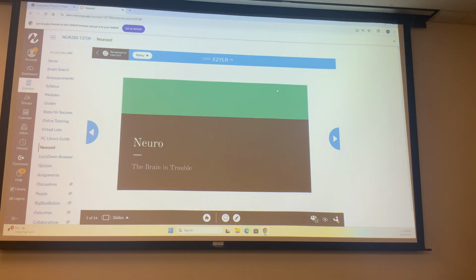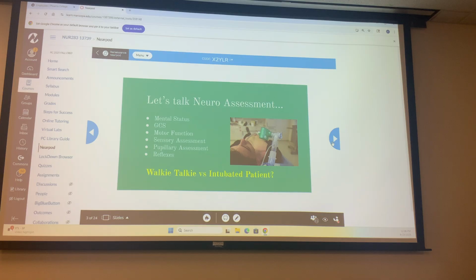All right, so we have neuro, the brain in trouble, okay? So, let's talk neuroassessment. Actually, can I erase this? Is this okay if I erase all this stuff? You guys good? Took all of your pictures? I think I probably just erased this one.